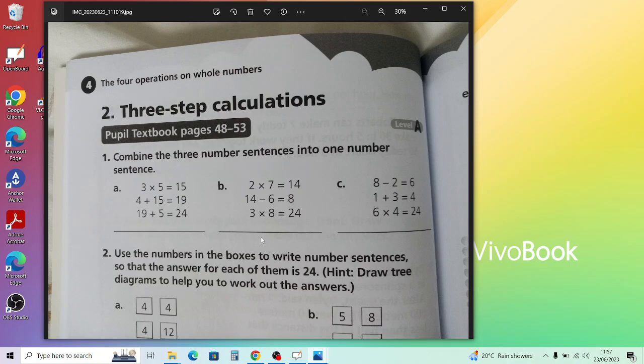The first one would be, and I would get in the habit of, although BIDMAS would give you the right order, you do the times first, I would get in the habit of just putting brackets in there. So it would be 3 times 5, put that in the brackets, because that's what we want to be done first, and so on and so forth. And that's how you do it.